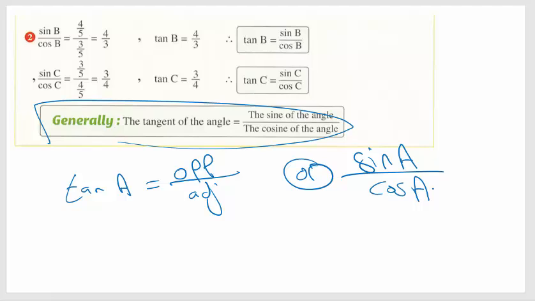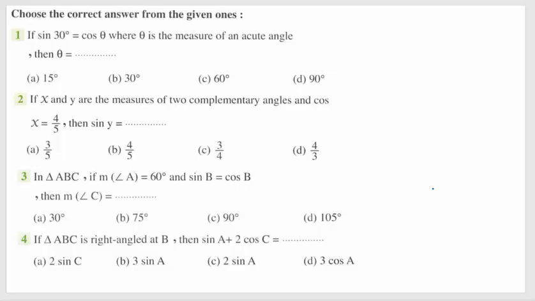So repeat with me these two important notes. The first note is that if we have two complementary angles, then the sine of the first angle equals cosine the second angle, and cosine the first equals sine the second. And to find tan of any angle, it's equal to its sine over its cosine. Let's solve some questions to make sure that we got it.